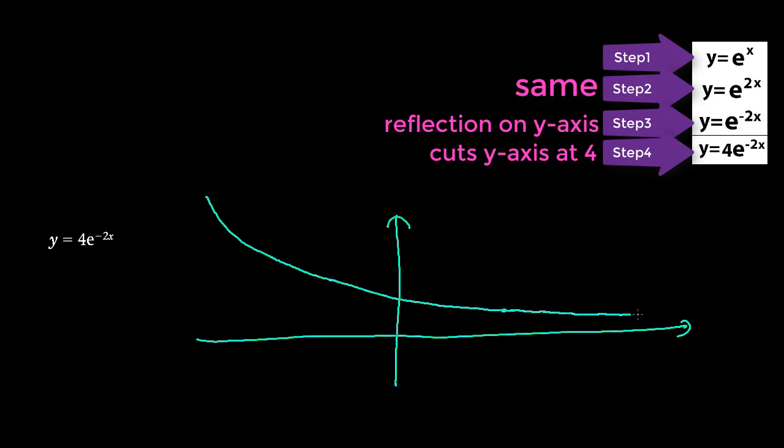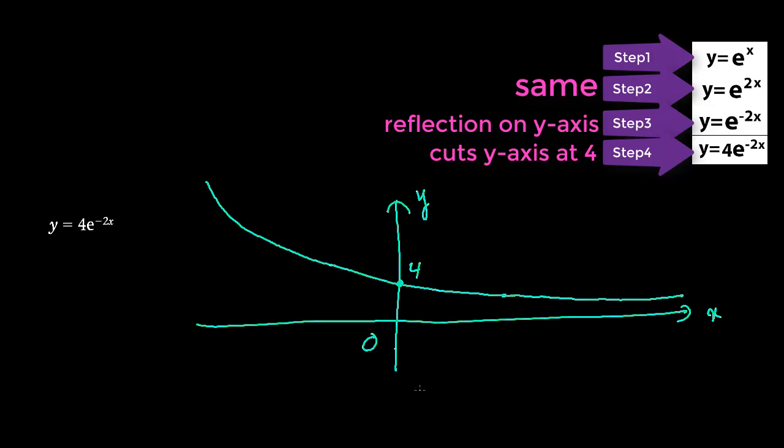We cannot sketch e to the power minus 2x because it's difficult to show that on a sketch. So we just write e to the power minus x is this, and then previously it would have passed through 1, but when we have a coefficient in front of e to the power x, it passes through that number. So this is going to be 4. Always remember to give the y-axis, the x-axis, and the origin.